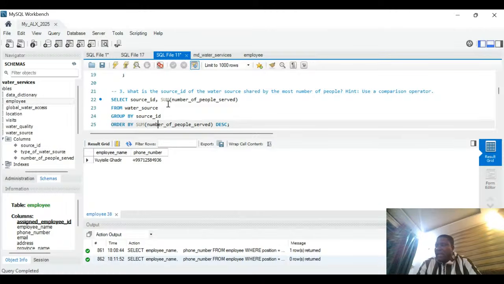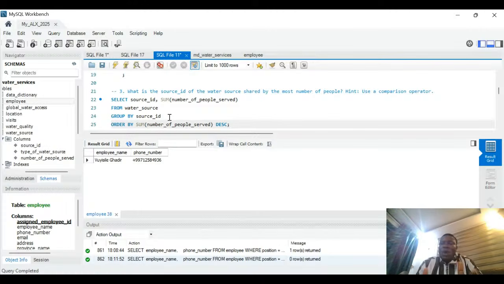By that particular source ID. And then I want to search for it from the water source table, like I said earlier. And then I want it grouped by the source ID, because I want to see the source ID side by side, the number of people served.